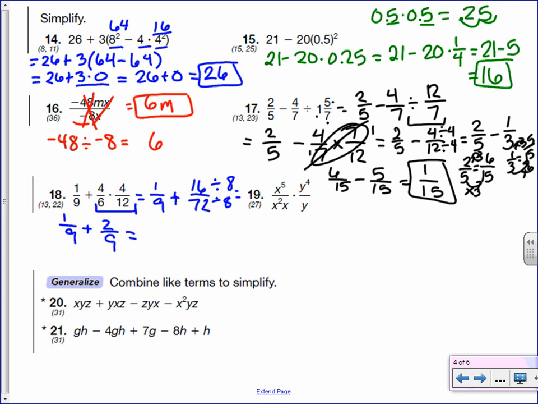So then we have 1/9 plus 2/9. 1 plus 2 is 3/9. Both of those are divisible by 3. So our final answer is 1/3.